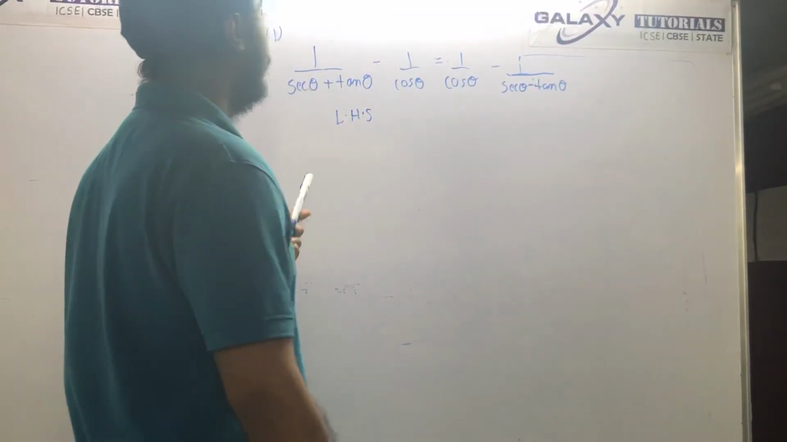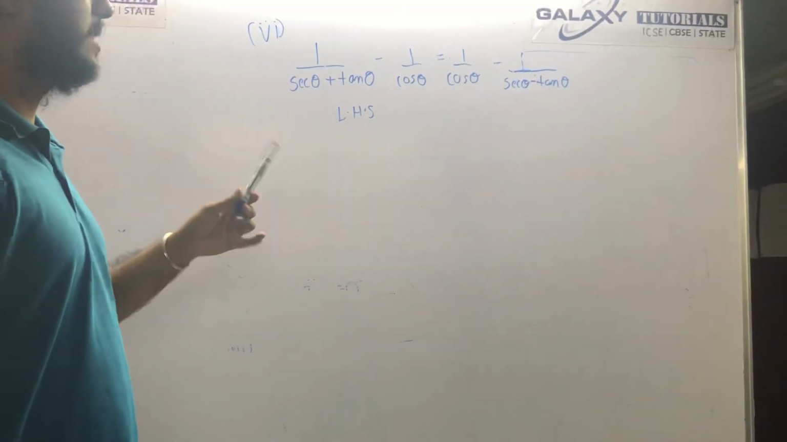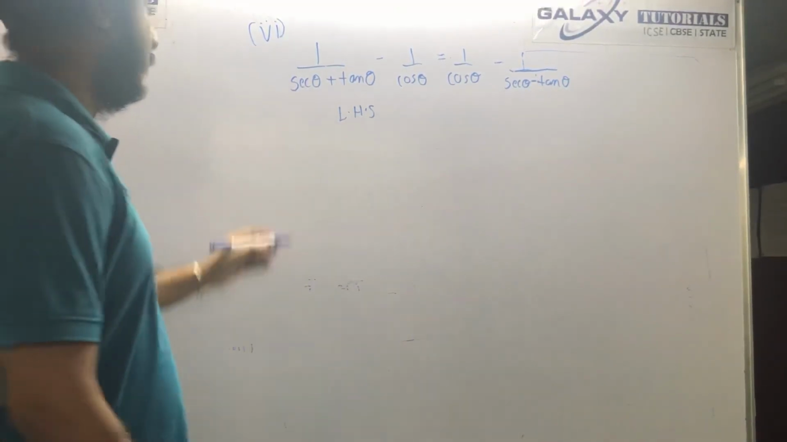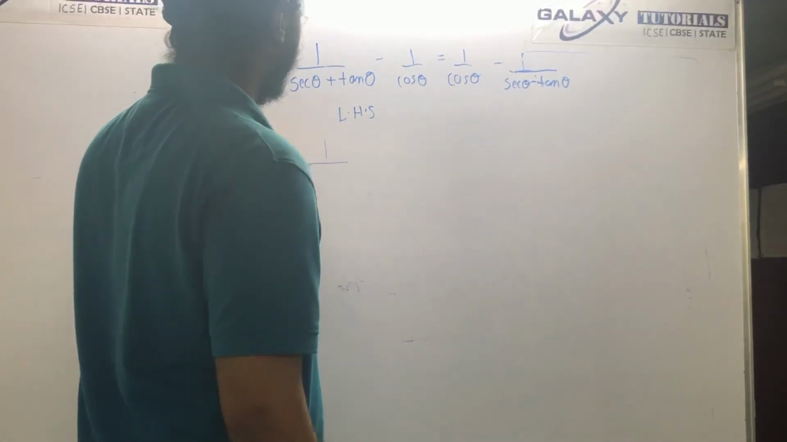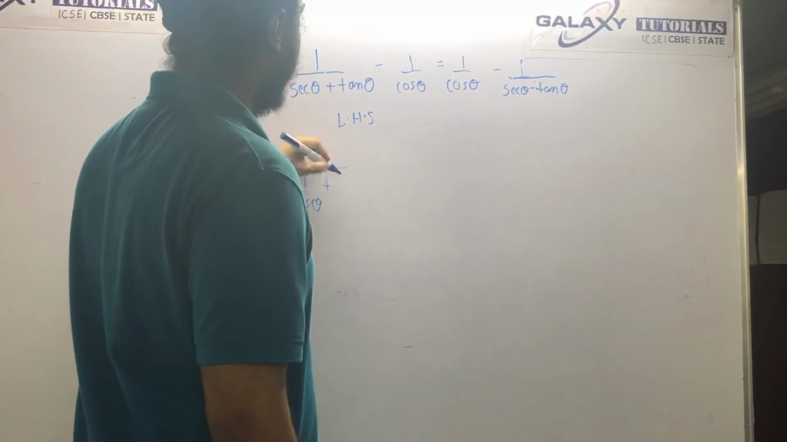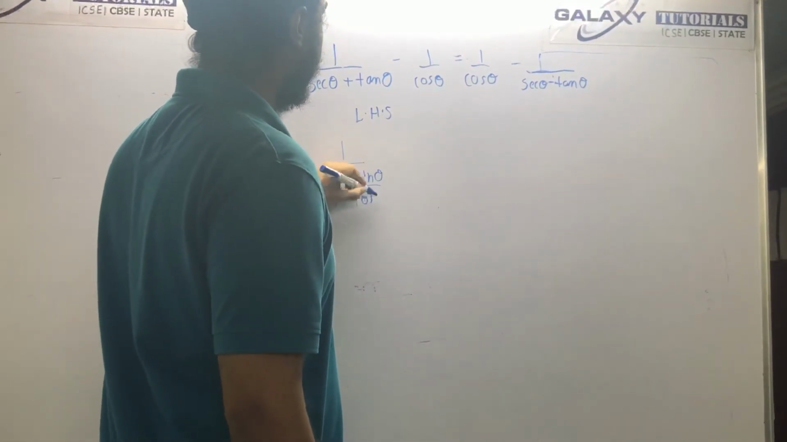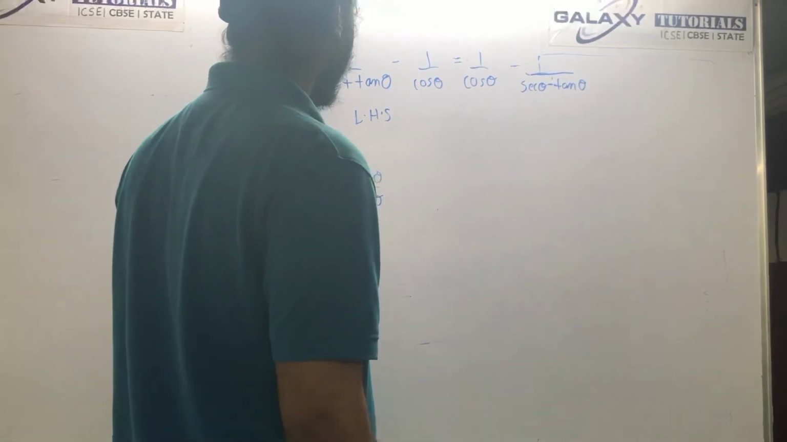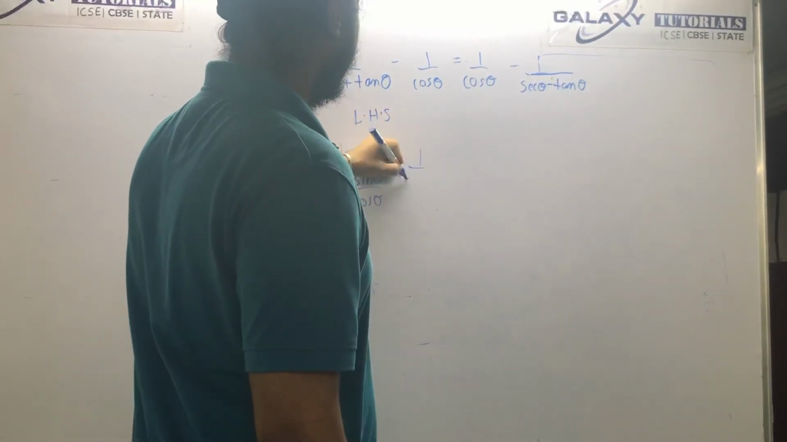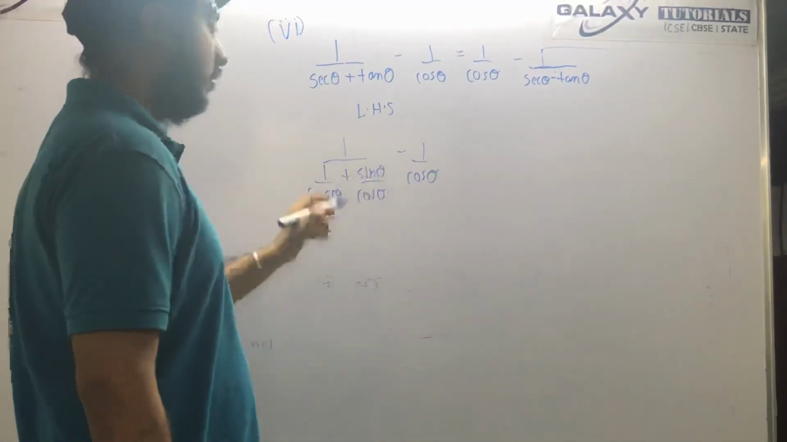So first thing you will do, there is no identity possible here. So first you convert sec and tan into cos and sine theta. So 1 upon cos theta plus tan theta, which is sine theta upon cos theta, minus 1 upon cos theta. Okay, so cos theta will go on the top.